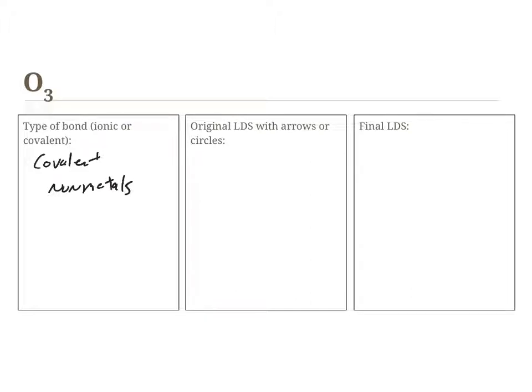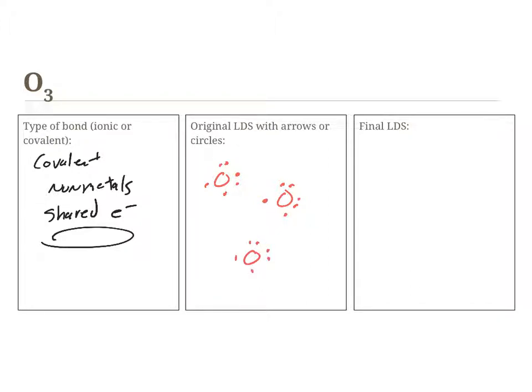Okay, we have shared electrons and circles. So I'm going to draw oxygen once. That's 1, 2, 3, 4, 5, 6. And another one, 1, 2, 3, 4, 5, 6. And now I'm going to draw circles.